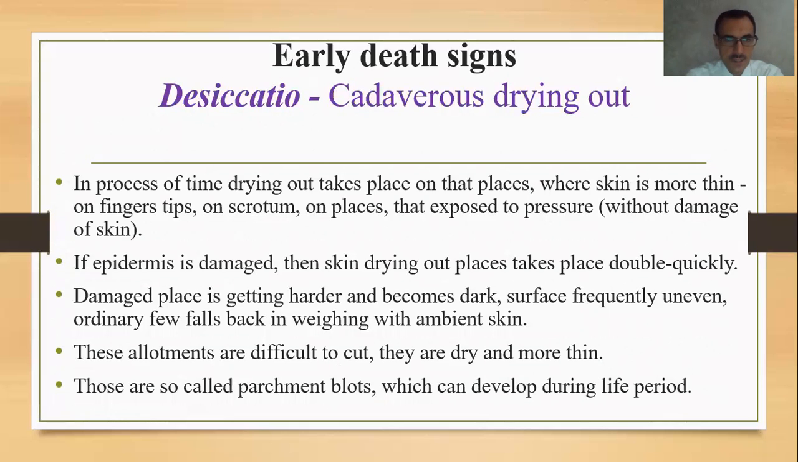In process of time, drying out takes place in places where the skin is thinner, on fingertips, on the scrotum, and on places exposed to pressure without damage of skin. If the epidermis is damaged, then skin drying out takes place twice as quickly. The damaged place gets harder and becomes a dark surface, frequently uneven. These areas are difficult to cut. They are dry and thin. These are so-called parchment spots, which can develop during life.